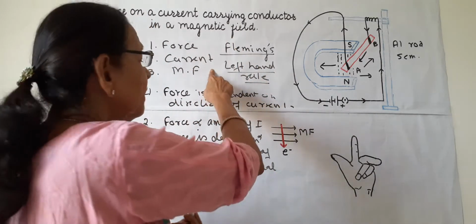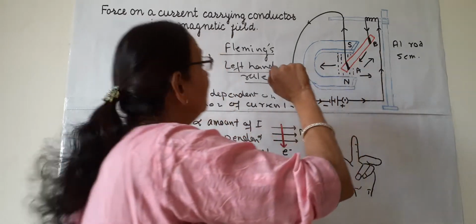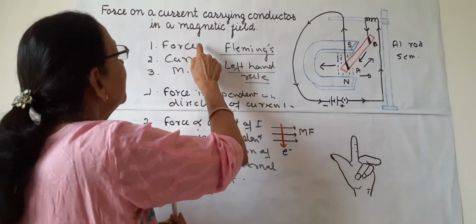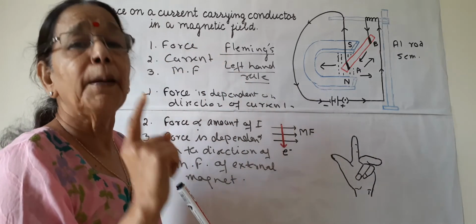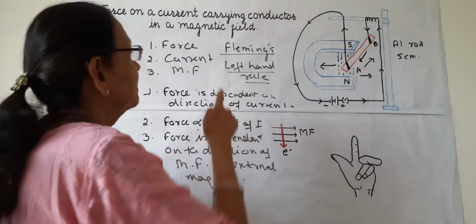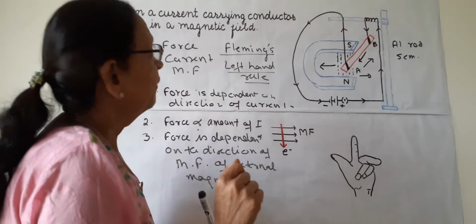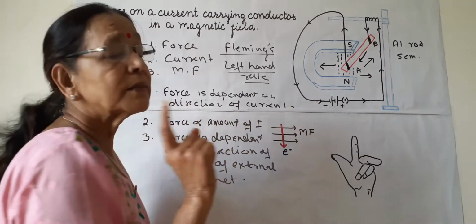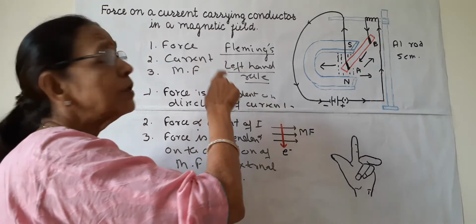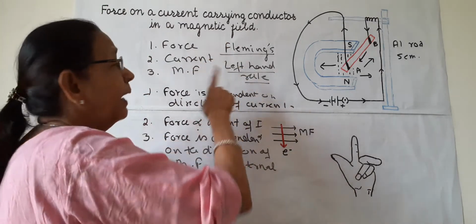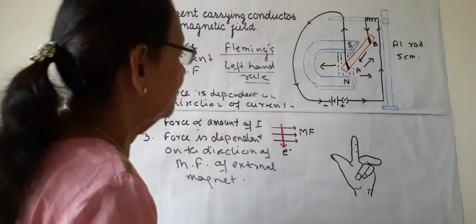If we know the current, if we know the magnetic field, like here current we know, magnetic field we know, so we can say in which direction the force will be experienced, and this we can demonstrate by Fleming's left hand rule. Though it does not give anything about the magnitude of the force, the direction of the force can be demonstrated by Fleming's left hand rule. So what is Fleming's left hand rule?